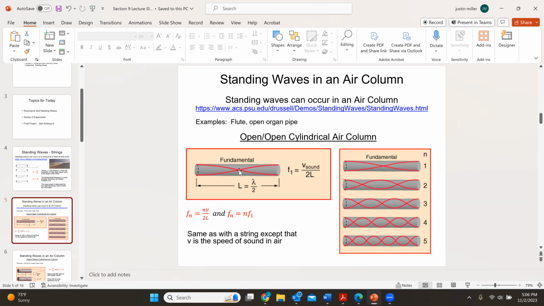And it turns out that looking at this, this is half of a wavelength right here. So we could have one half of a wavelength. This is actually right here a full wavelength. Then we got 1.5 wavelengths, then 2 wavelengths, then 2.5 wavelengths.